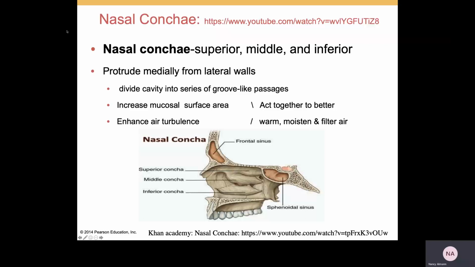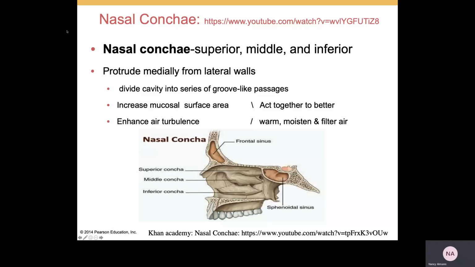We also have nasal conchae within the nose. So take a look at the diagram on the bottom. You see those sort of wing-like projections there? Those are the nasal conchae, and they are going to be basically sticking out medially from the lateral walls. And they are going to split the nasal cavity into these sort of groove-like passages, which have several functions.